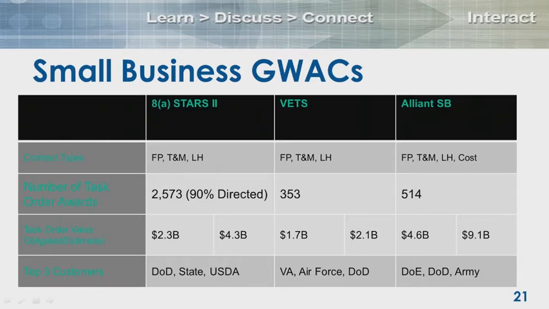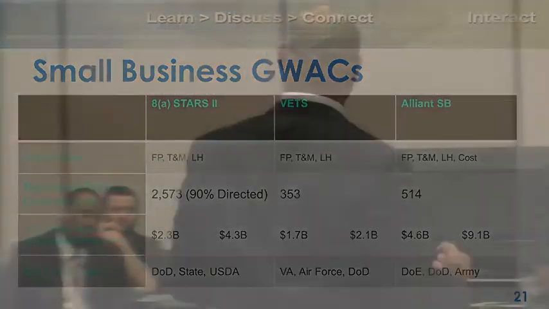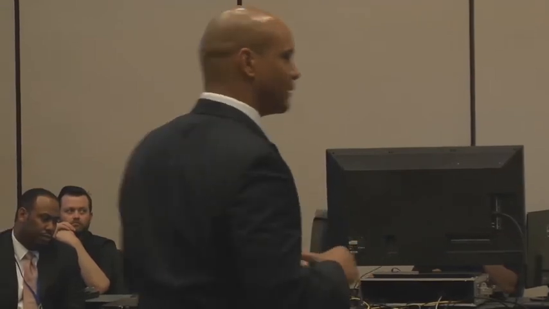Actually, I think I looked last night and it was $1.8 billion. So these are active contracts. These are popular contracts. And the Alliant Small Business GWAC, $4.6 billion. So a lot going through these contract vehicles. In the bottom, it says top 3 customers.